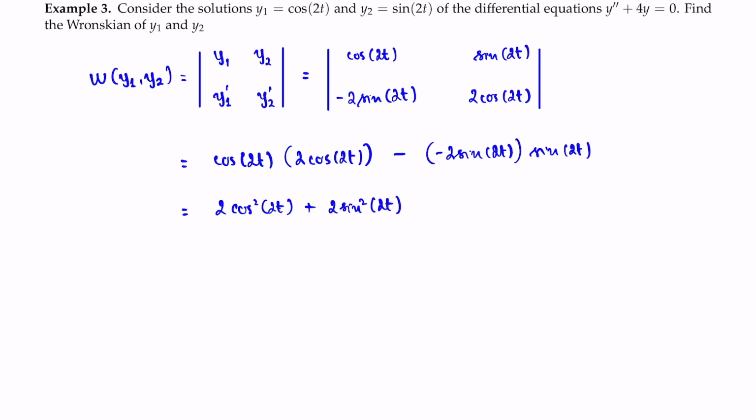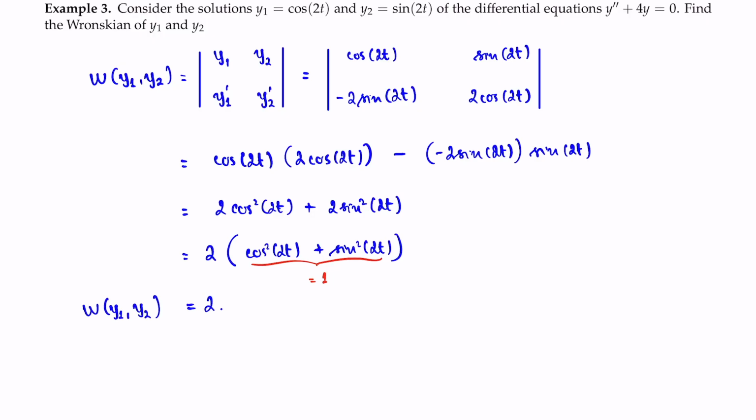And you can take 2 as a common factor, and you're left with cosine square of 2t plus sine square of 2t. So this is a trig identity. This is going to be equal to 1. Therefore, the Wronskian for these two functions y1 and y2 is equal to 2 in this case. So the idea of the Wronskian being different from 0 shows that the two functions are linearly independent, or they form a fundamental set of solutions.